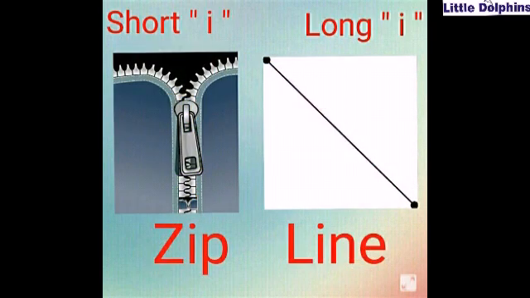Let's read these two. Z-I-P, zip. This is not zeep. This is zip. Short sound of vowel I is E. And L-I-N-E, we have vowel E at the end of this word. So its magic is it makes the short sound of vowel I long. So this is line. This is not lin. This is line. Long sound of vowel I is I. So this is line.